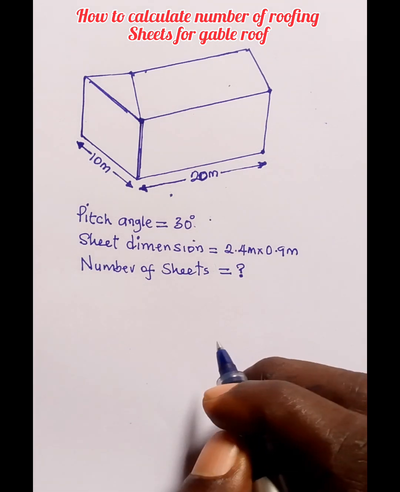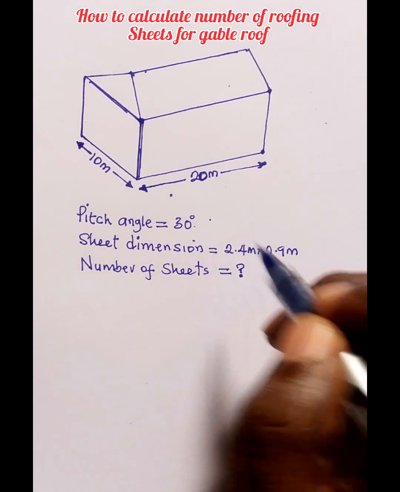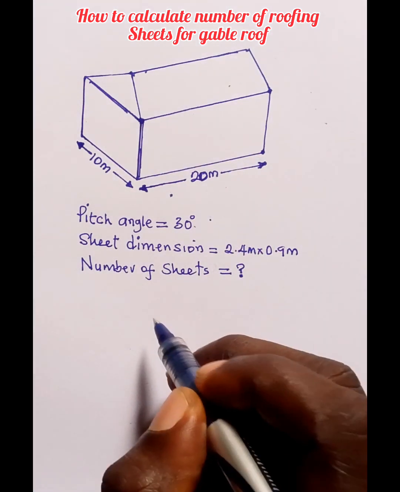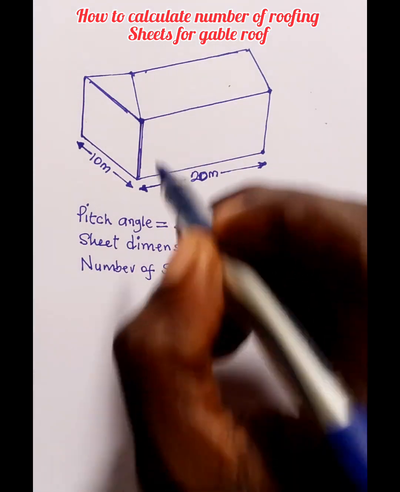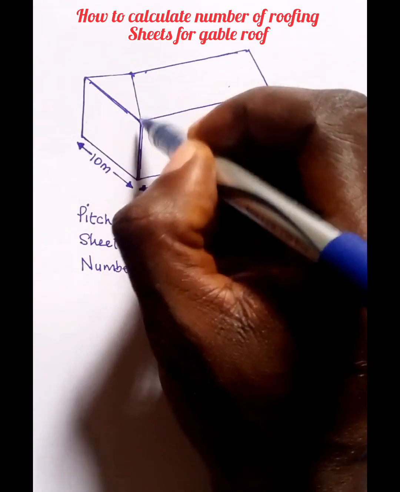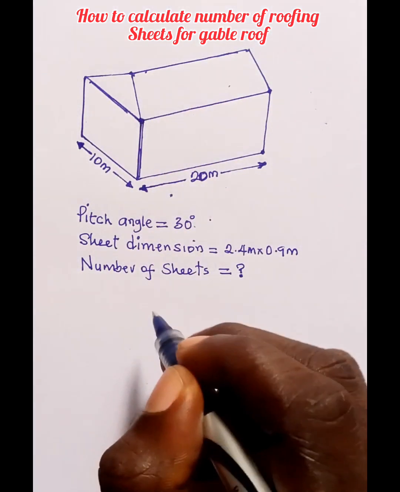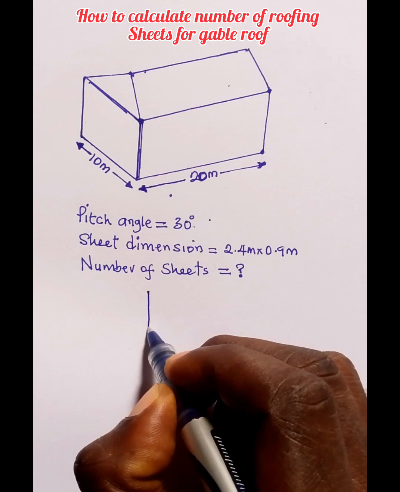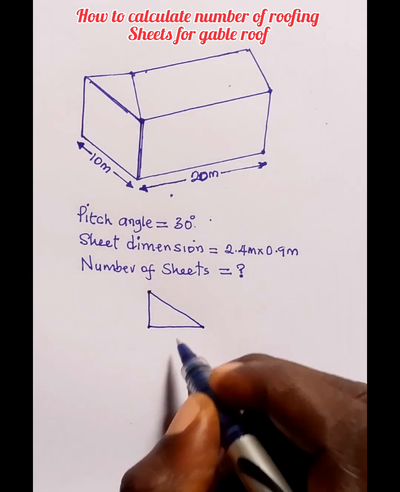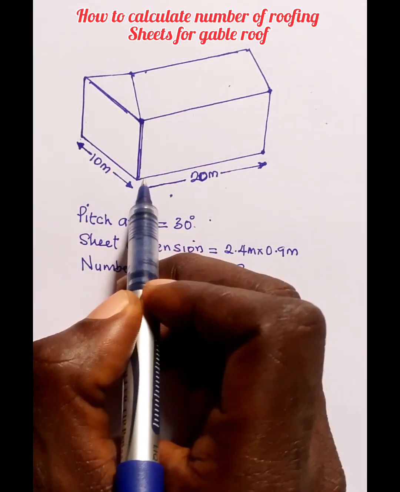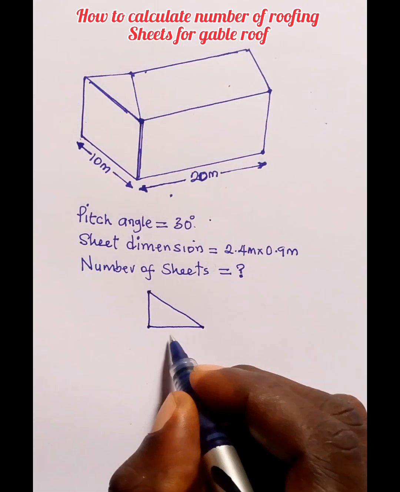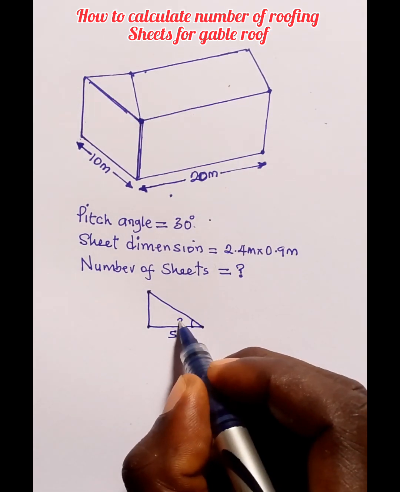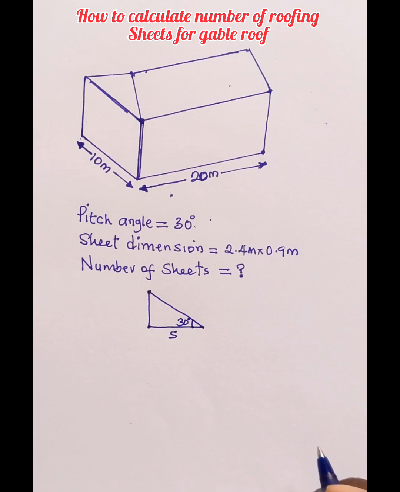The traditional method which everybody knows is this. If you want to calculate the number of sheets required to roof this building, first of all, we need to use the slope to find the length of the rafter. So let's have this diagram in this form. If from here to here is 10 meters, it means half of this is 5 meters. So here is 5. The pitch, we are using 30 degree pitch angle.